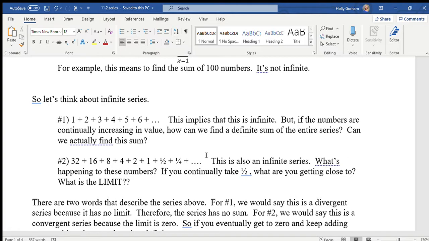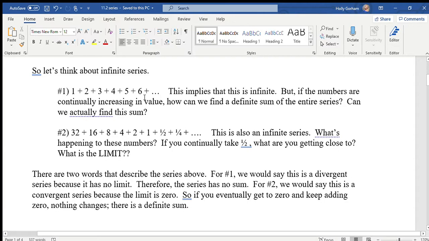So there are two words that we use to describe these types of series. For this first one, we call it divergent. Think of it like diverge means to go away, meaning it's not getting close to one thing. It's divergent specifically because there's no limit. There is no limit to this function, it just keeps increasing. Therefore, there would be no sum to that series. For the second one, we would say that this is convergent because the limit is 0. If you keep dividing by 2, you'll eventually get to 0. And then if you're just adding 0, nothing's going to change, so there will be a definite sum.